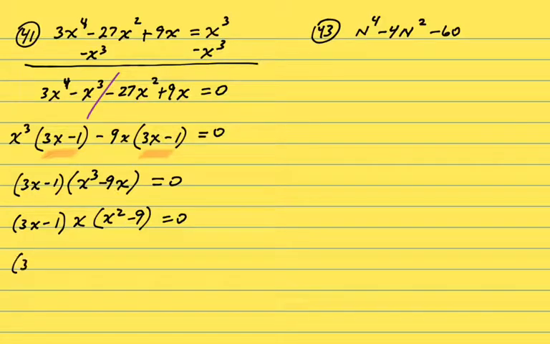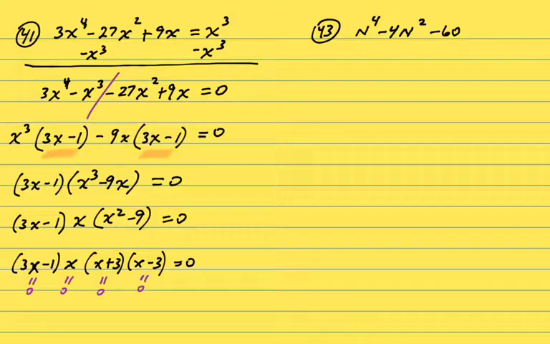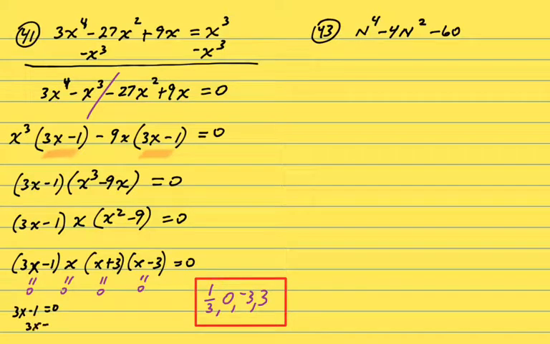Now, would that factor again? 3x minus 1 times x plus 3, x minus 3. I think that would factor as the difference of squares. Make each of these factors equal 0, and you're going to get your answers to be 1/3, 0, -3, and +3. You get that, like I say, by making each one of these equal 0. Add the 1, divide by the 3.